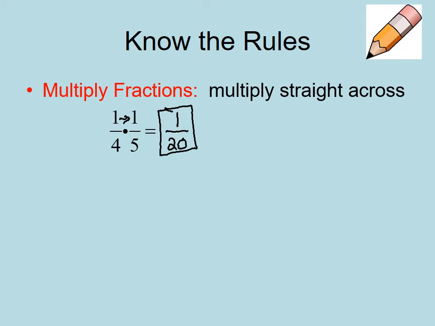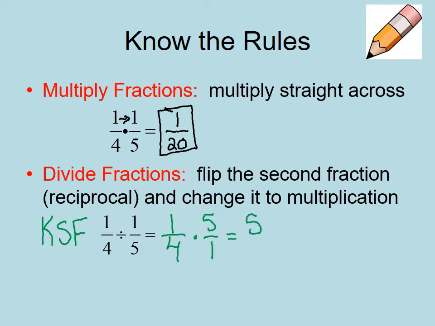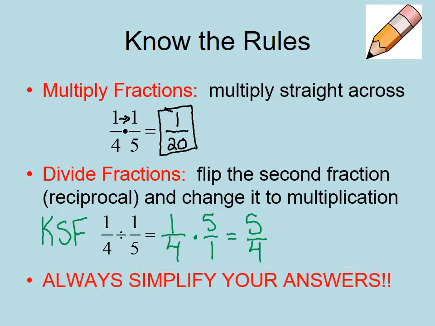Now, if we are dividing fractions, we need to flip the second fraction, take the reciprocal, and change it to multiplication. So remember, I like to say keep, switch, flip. So we're going to have 1/4 times 5 over 1, which would be 5 over 4. And then in the end, ladies and gentlemen, we just need to remember to always simplify our answer.